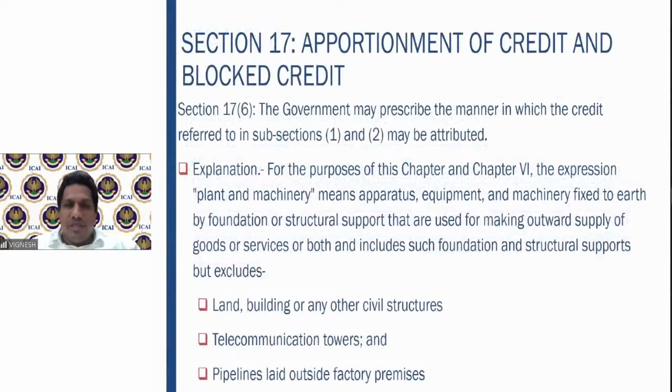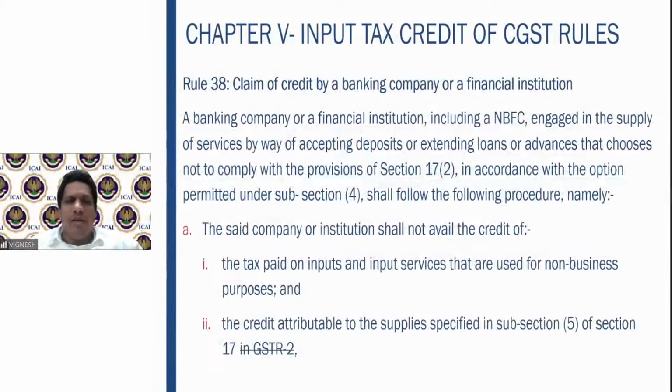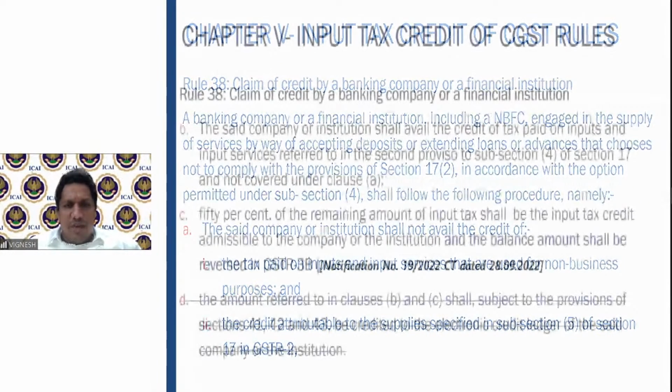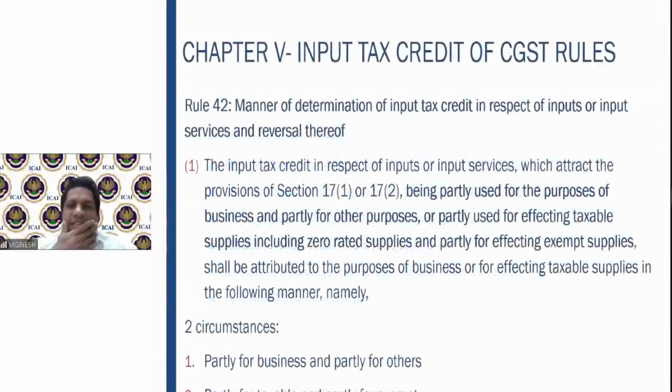Then 17 subsection 6, which basically talks about the manner in which it has to be apportioned. Plant and machinery explanation is given. Very good. Most of you remembered that it excludes the telecommunication towers. So you may get asked problems based on this, where pipelines are also mentioned, whether you can claim the credit or not. So you have to remember that as well. Okay. Claim of banking company or financial institution we have seen, not claiming the credit, and whatever is admissible you can reverse in the 3B. Then 52, 53 we have seen this also.